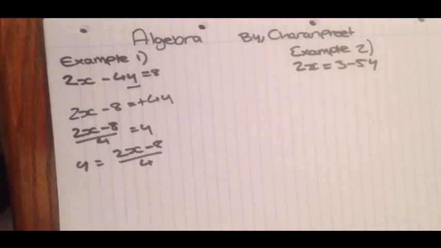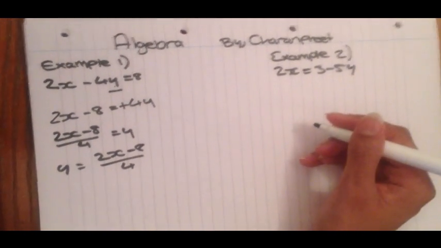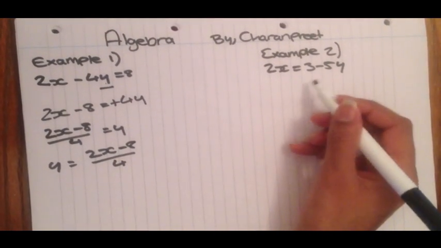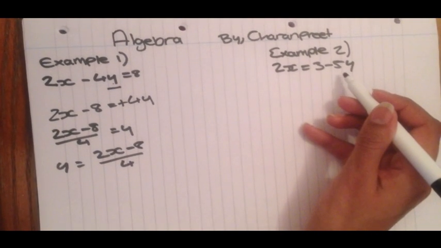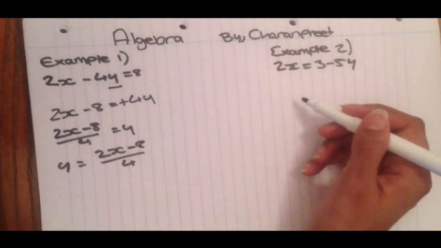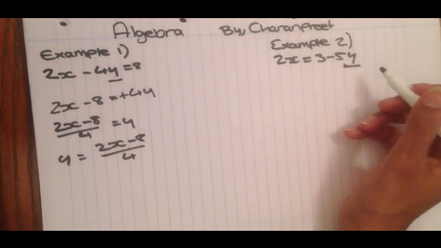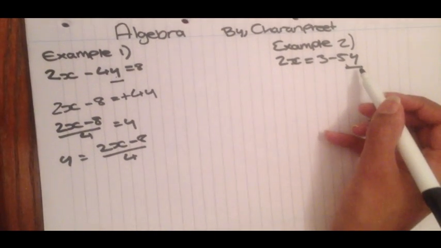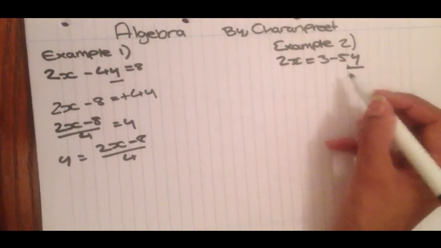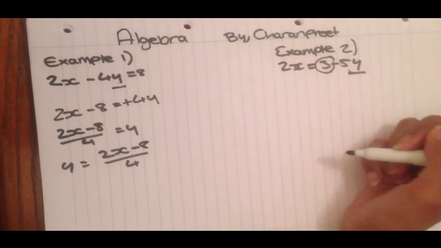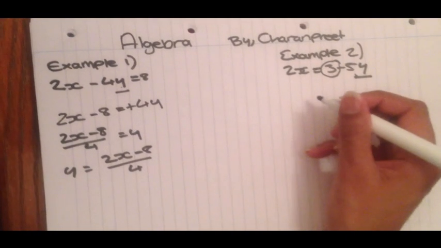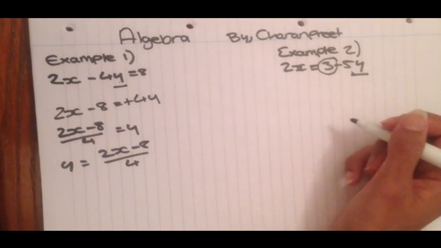Now over to example 2. 2x equals 3 minus 5y. Again, our aim is to get y. The first step will be, as you can see, x and y are already separated. However, there is 3 on the right hand side. Therefore, the first step will be to bring over the 5y.